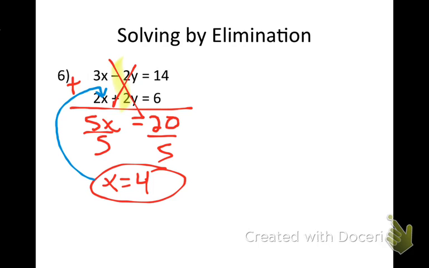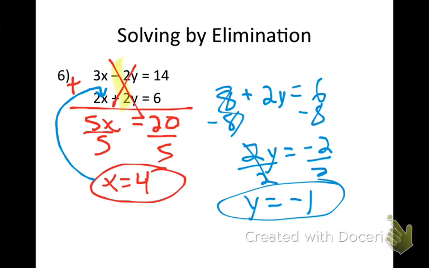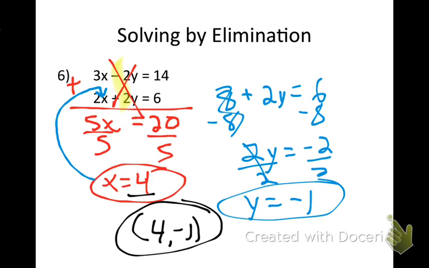So I plug it in right there. 2 times 4 gives me 8 plus 2y equals 6. Subtract 8. 2y equals -2. Divide by 2. And I get y equals -1. What's my answer going to be then, Sophie? What's my x value? Right there? 4, comma, -1. And that is now my answer, 4, -1.